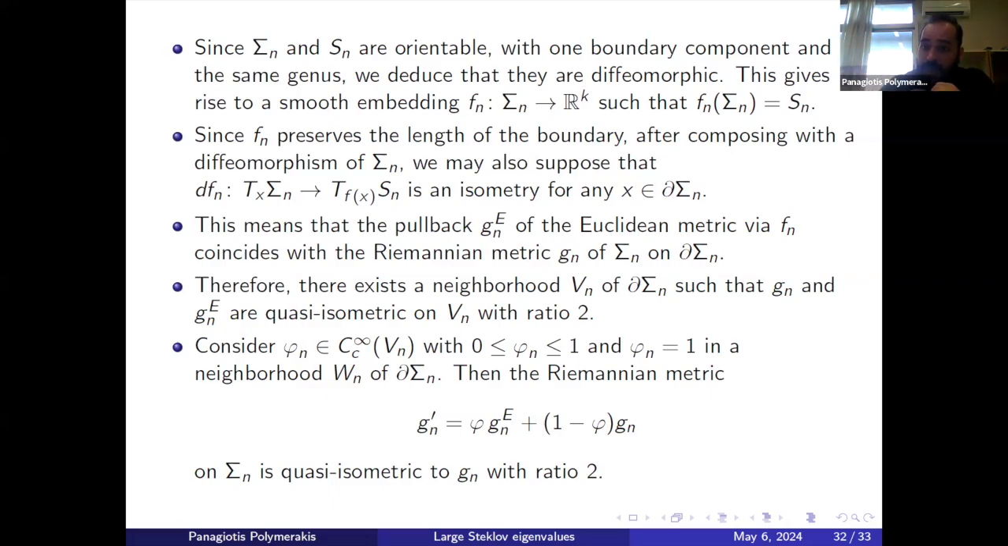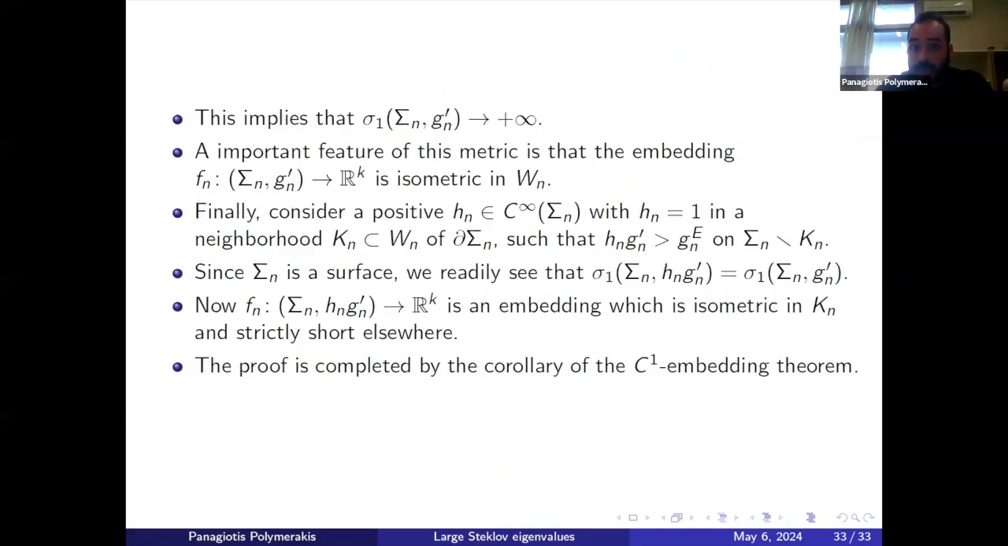Now we change the Riemannian metric of our surface as follows. In a smaller neighborhood, we keep the Riemannian metric induced from the Euclidean space. Inside the neighborhood that we have control over, we change from one metric to the other. Then outside this neighborhood, we keep the original Riemannian metric of our surface. By doing this, we obtain a Riemannian metric which is quasi-isometric to the original metric with the same fixed ratio. So first Steklov eigenvalues with respect to these metrics are also unbounded. From now on, we think of our surfaces with these metrics.